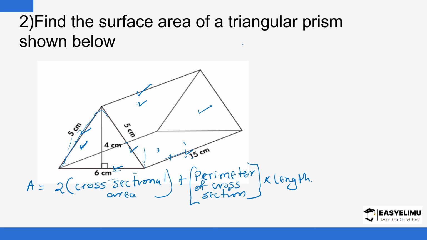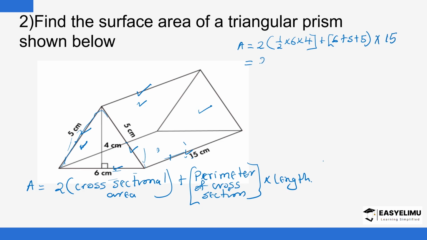So the area now in this case is going to be 2 times a half times base times height. So base is 6, and then height is 4. Then perimeter of the cross-section is 6 plus 5 plus 5, and then you multiply this by 15, which is the length.